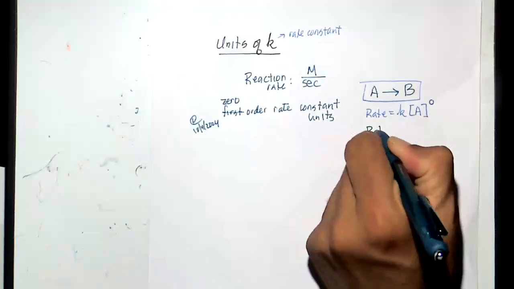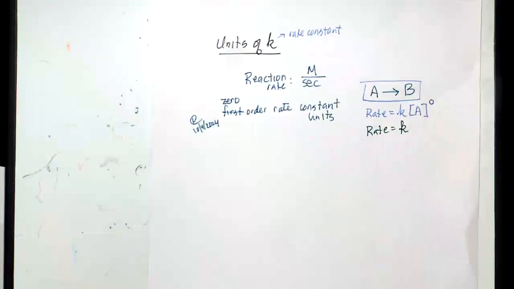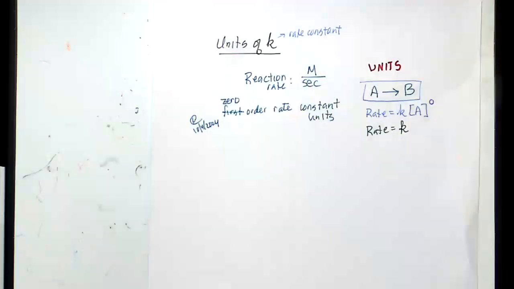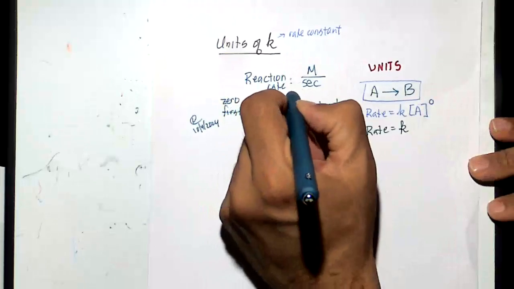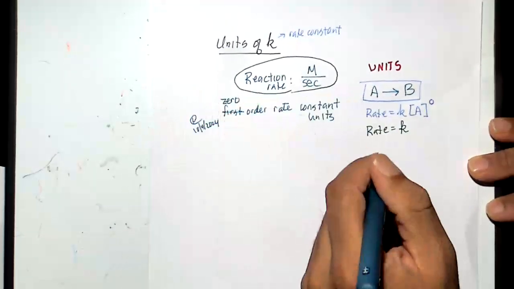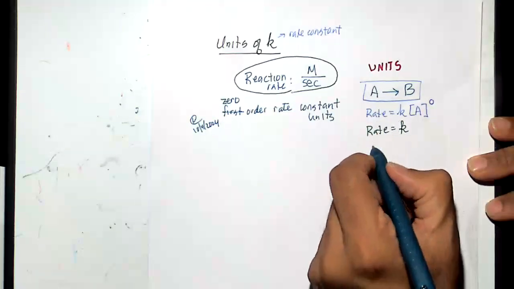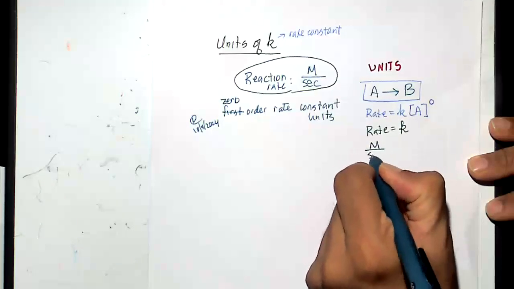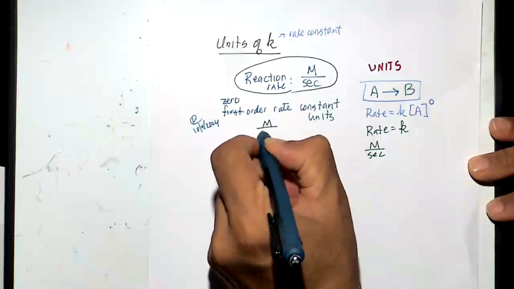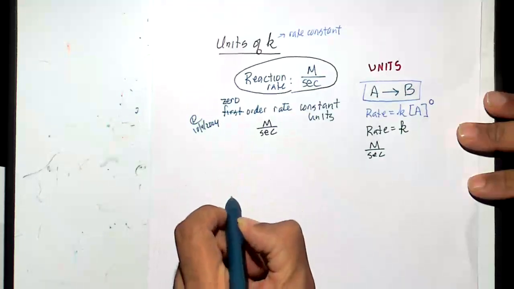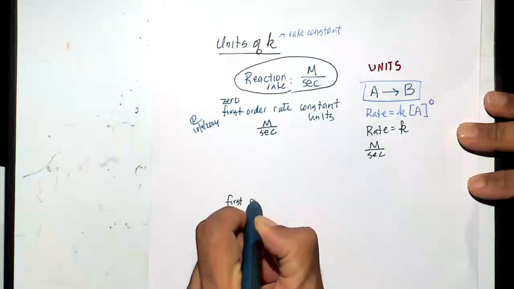So rate is equal to units. I'm just talking about units. Okay, very clearly here, we're just talking about units. But what do we know? What are the units of a reaction rate? Molar over second. So for a zero order, the units of K are going to be the units of the rate, which is molarity over seconds. How about a first order rate constant? Okay, units.